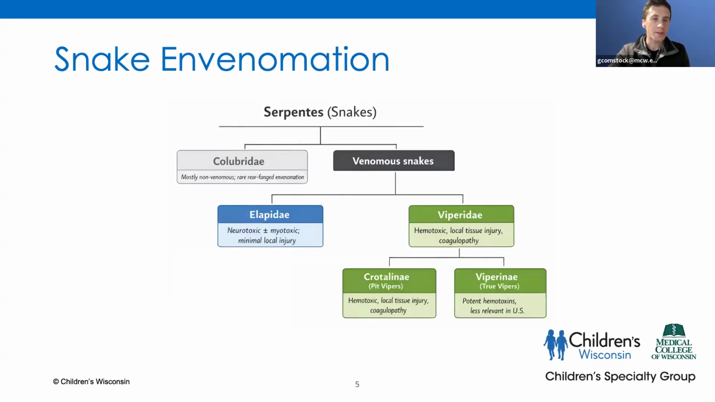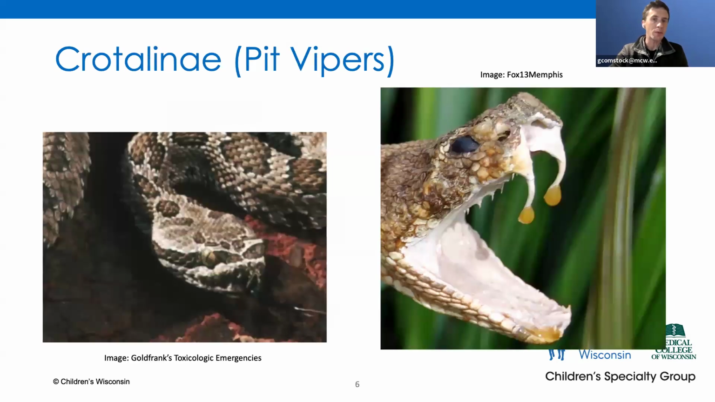To begin with snakes, this is a phylogenetic tree. As I mentioned, we will be focusing our attention on just a couple of components of this tree. We'll start with what is easily the most relevant snake envenomation that we will encounter here in North America, being managed through United States poison centers: the crotalids, or the pit vipers.